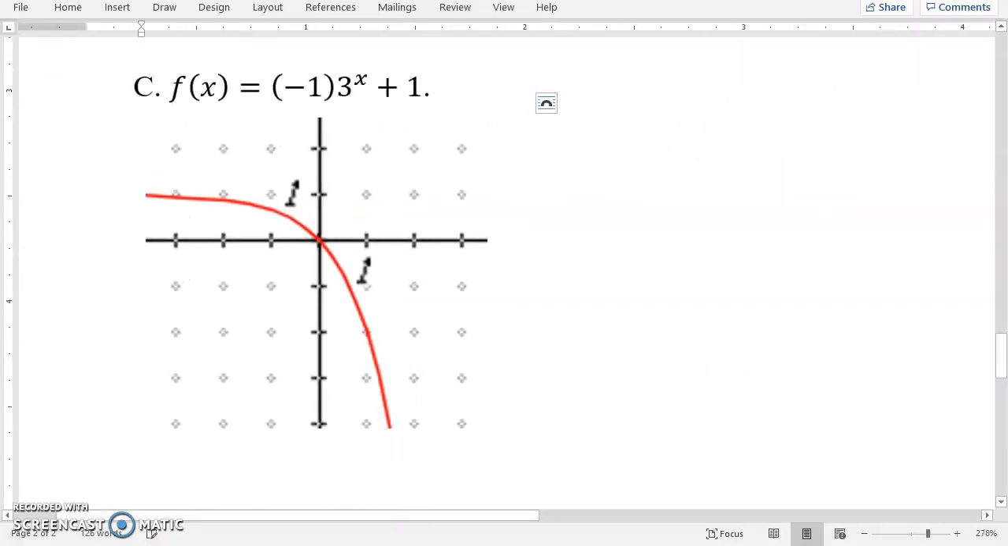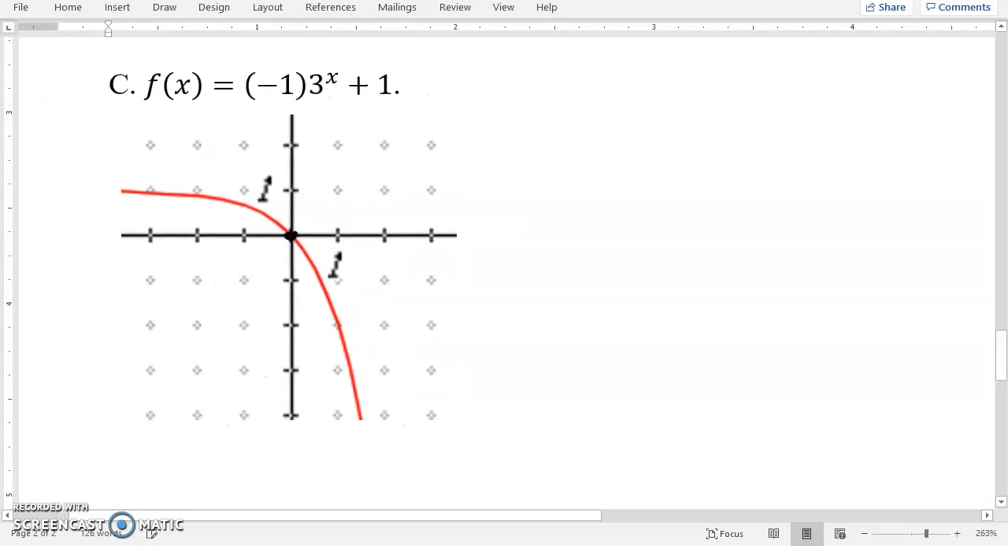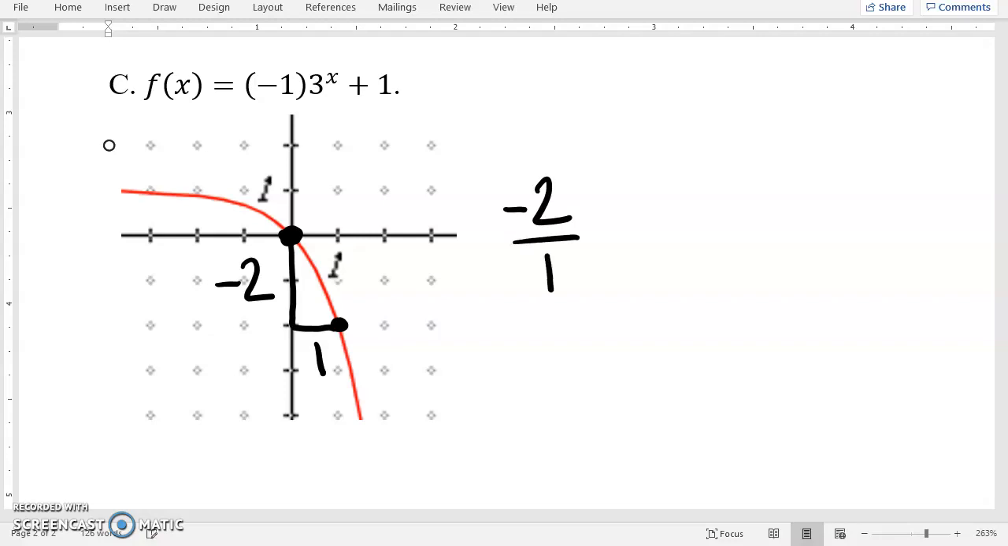Last but not least, for this one, once again, where x equals 0, it's actually right in the origin this time. And where it hits 1 is right here. So from left dot to right dot, we went down 2 over 1. Down 2 over 1. So negative 2 over 1 simplifies to negative 2.